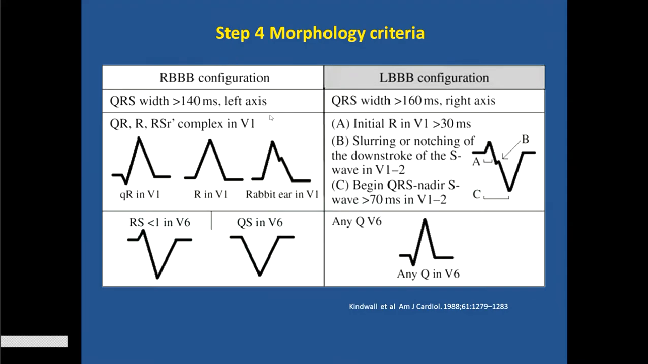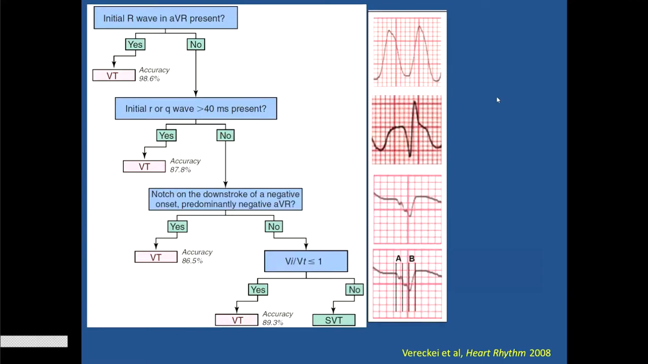A QR or a monomorphic R or a left rabbit ear sign in V1 is pointing towards VT. And in left bundle morphology, this is the Kimball criteria I mentioned. And V1 R wave more than 30 milliseconds, notch on the downstroke, this is the Josephson criteria, and beginning to the nadir of S is more than 70 milliseconds, or any Q in V6, these point towards a VT.